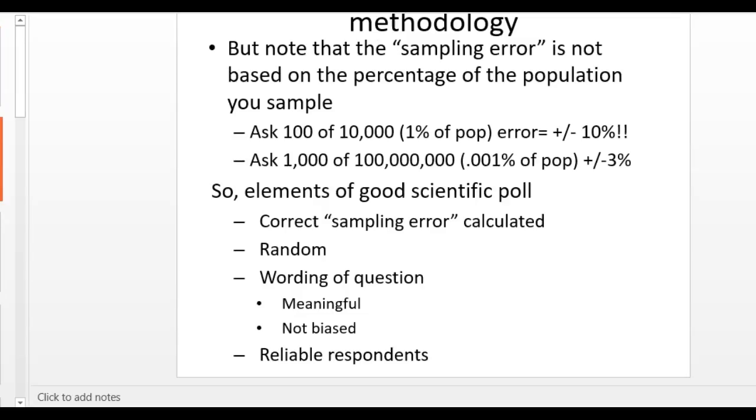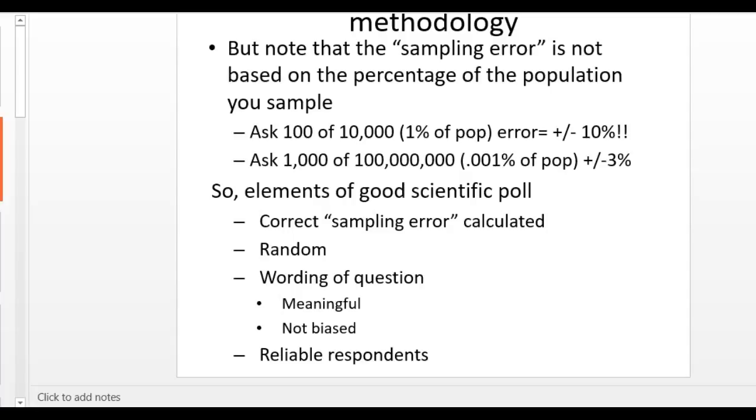Now, let me just talk about this a little bit more. The sampling error is not based on the percentage of the population you sample. That's why this is such a powerful methodology. So, for instance, look at the 2 possibilities. Ask 100 people out of 10,000, or asking 1,000 people out of 100 million. Those are 2 different surveys. Let's assume in the first one you ask 1% of the population. In the second one you're asking 1/100ths of a percent, or 1/1000ths of a percent of the population.